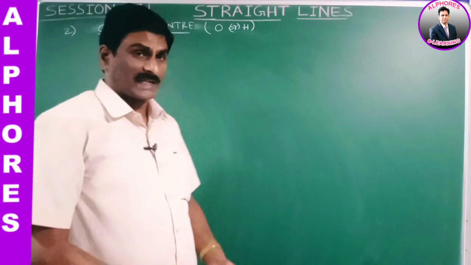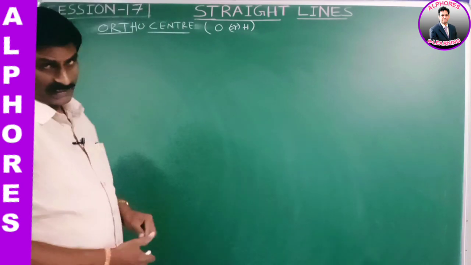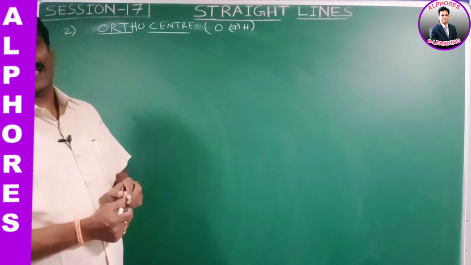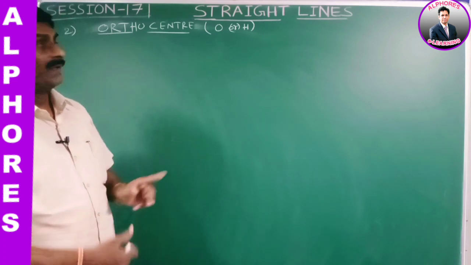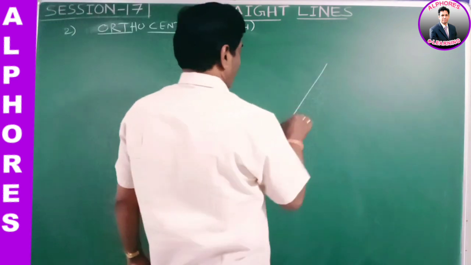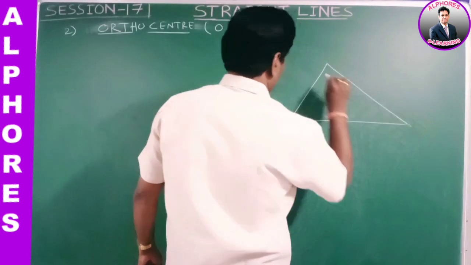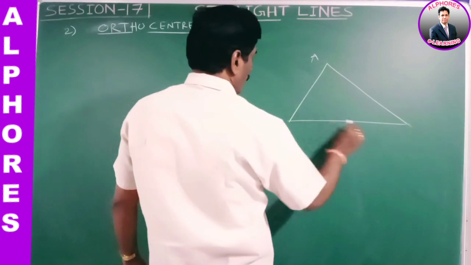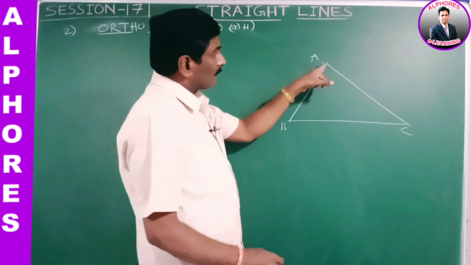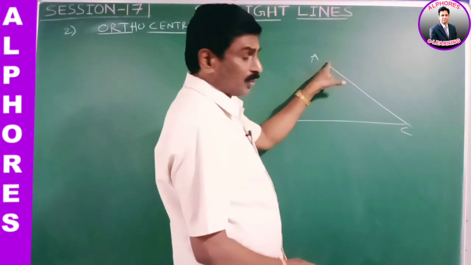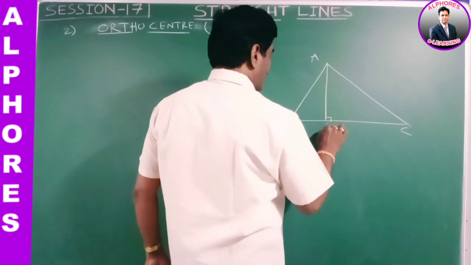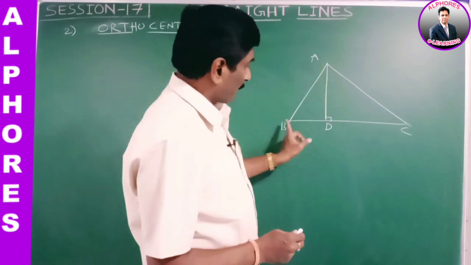Next one, orthocenter. The point of concurrency of altitudes in a triangle is said to be the orthocenter. It can be denoted by O or H. Suppose it is the triangle ABC. What is the altitude? Altitude is nothing but the perpendicular from A to the opposite side. Suppose AD is the line which is perpendicular to BC.